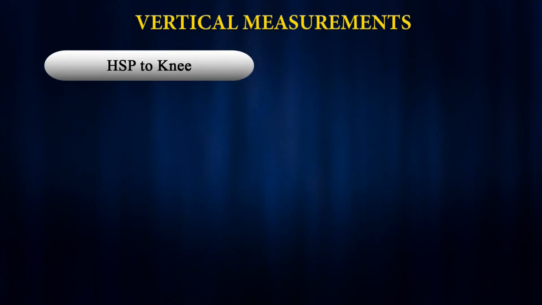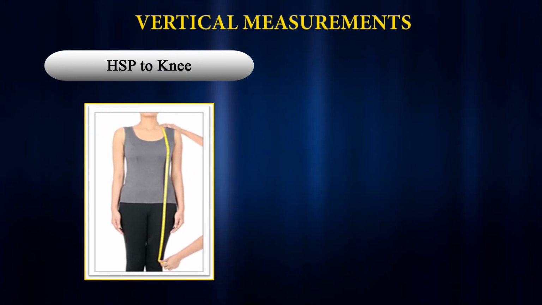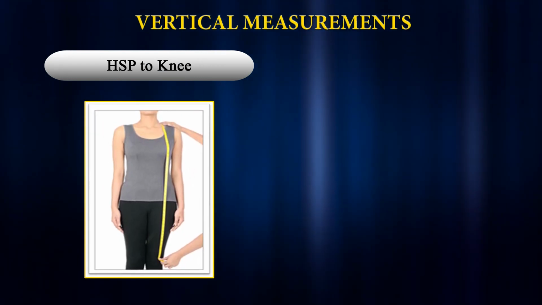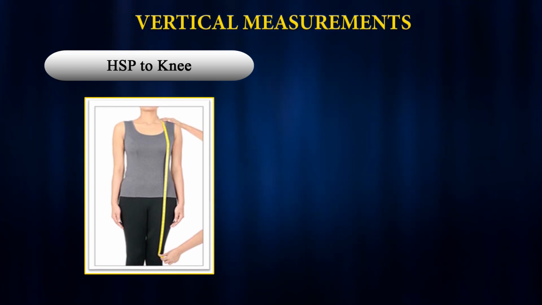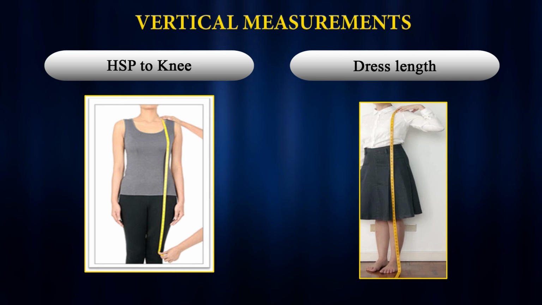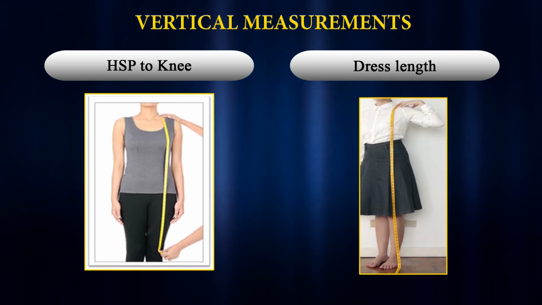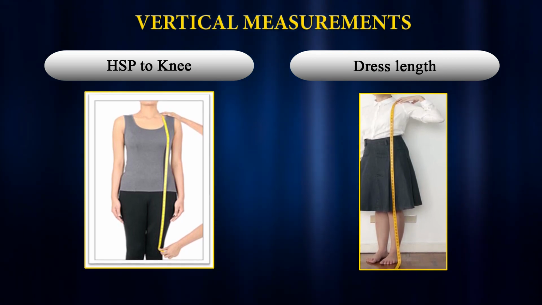In vertical measurement also comes the hip, and high shoulder point to knee length. If we are creating a dress up to knee length, we take the high shoulder point to knee length, and for dress length, from the high shoulder point to the floor length or to the foot length we take.